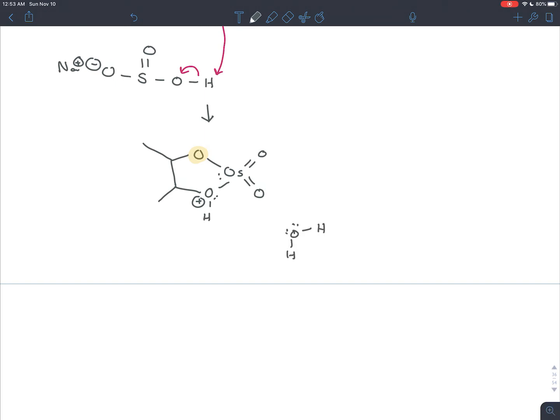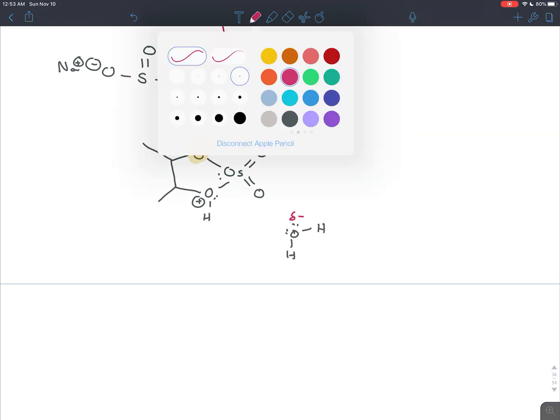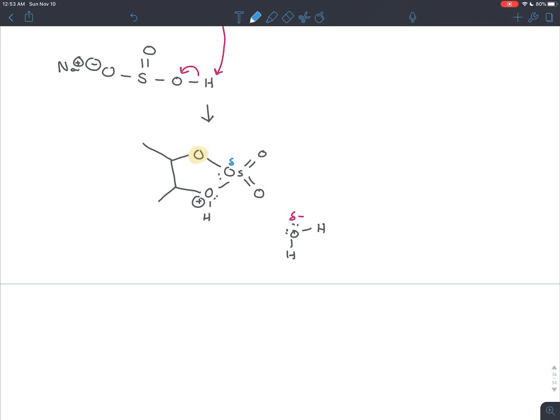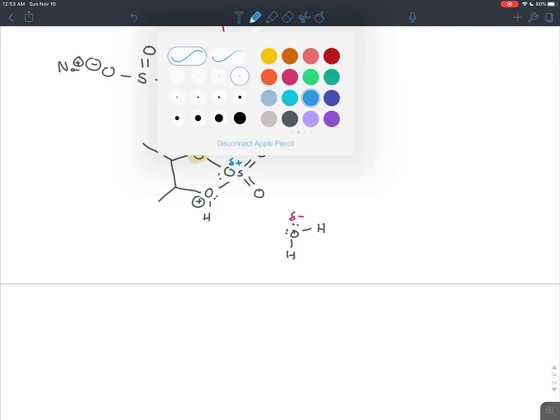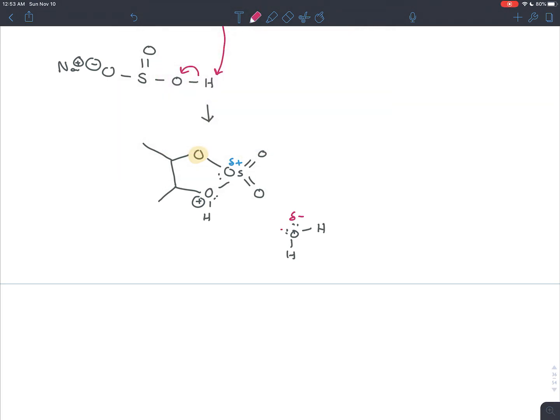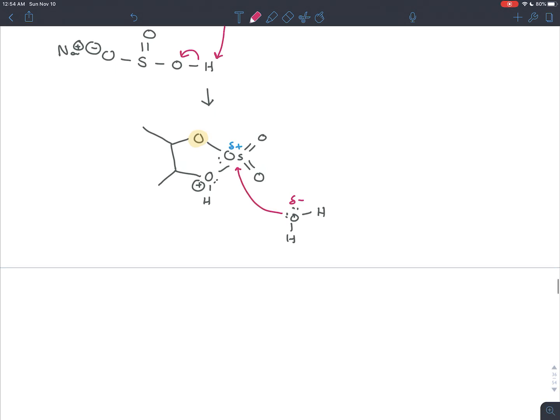As a nucleophile, the oxygen in water is slightly negative. The osmium is a metal, so it has low electronegativity. It's slightly positive here, especially bonded to those really electronegative oxygens. And the water can attack the osmium and effectively kick off this good leaving group that we made.